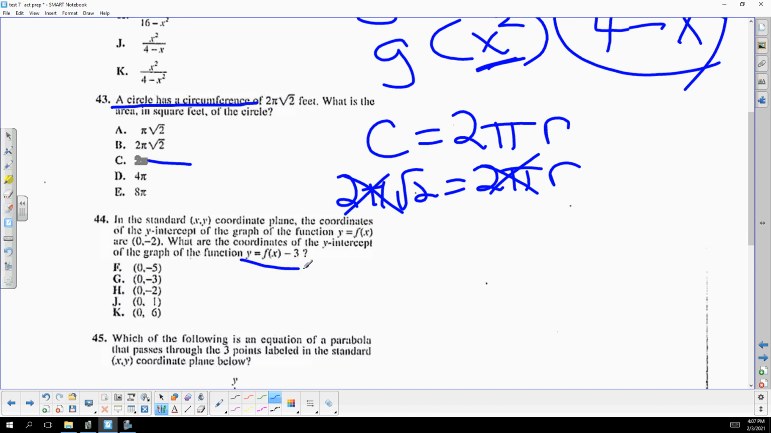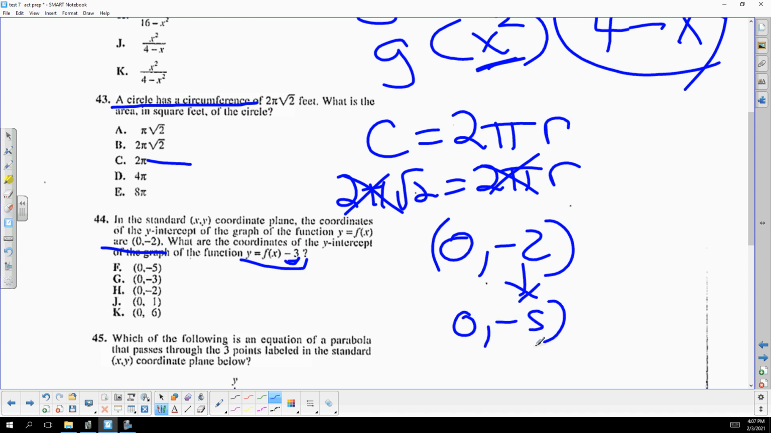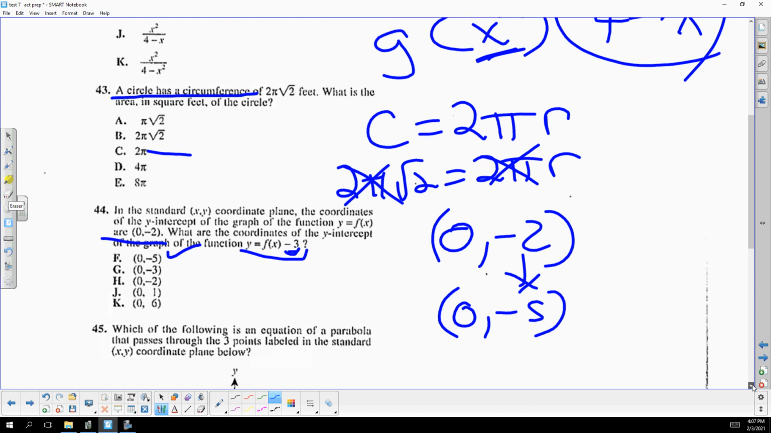This is shift rules. My Mount Carmel girls are the best. This means to take the F and down 3. So 0, -2 is just like any other point. We're going to go down 3, and there it is. I'll have to ask my students that in class tomorrow.